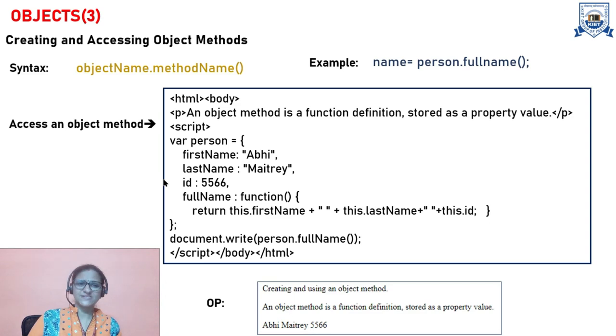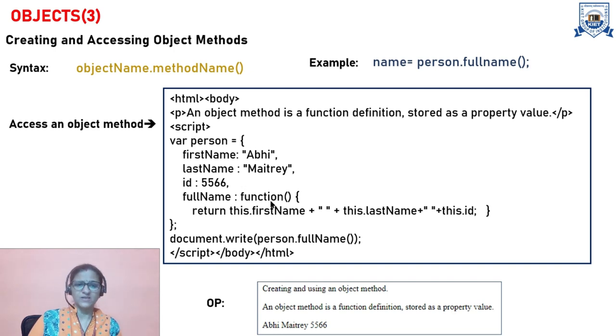Now the next one is accessing an object method. Same, object name, then dot, the name of the method. Because a method is associated with parentheses, we will give the parentheses along with the name of the method. And we can assign it to any variable. So let's take an example. Here, how the method is created.